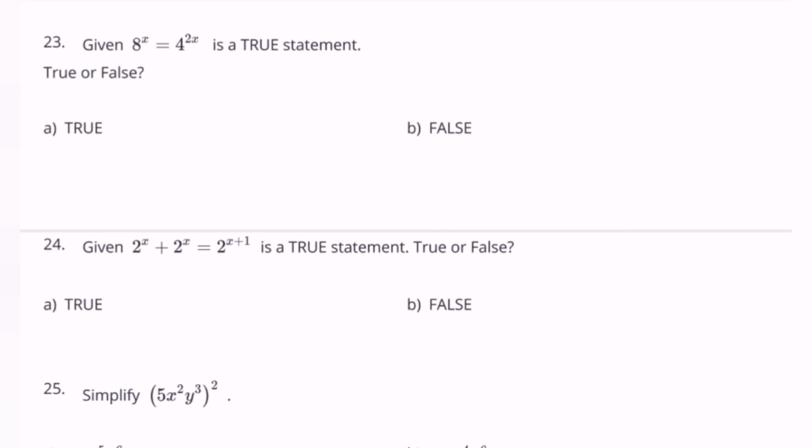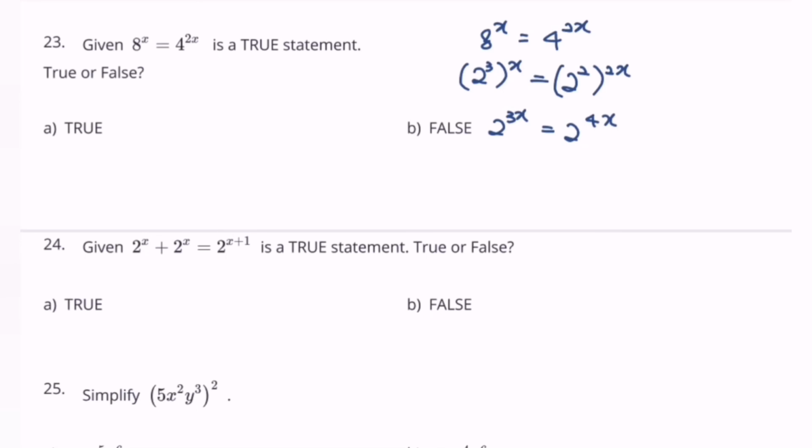Next, we have question 23. Given 8 to the power of x is equal to 4 to the power of 2x. Kindly simplify the situation by equalizing the base, where we have 2 to the power of 3, bracket, x is equal to 2 to the power of 2, with the power of 2x. Kindly simplify by using the law of power, where we have 2 to the power of 3x is equal to 2 to the power of 4x. Very obvious, the situation is not equal for the left and the right hand side. So by referring to the question, the statement is a true statement. So the answer for question 23 will be false.